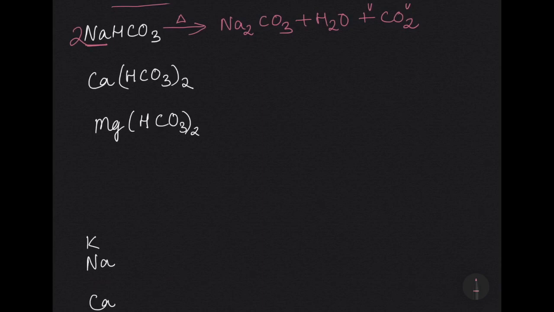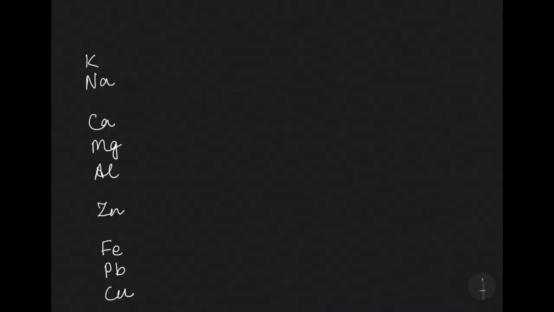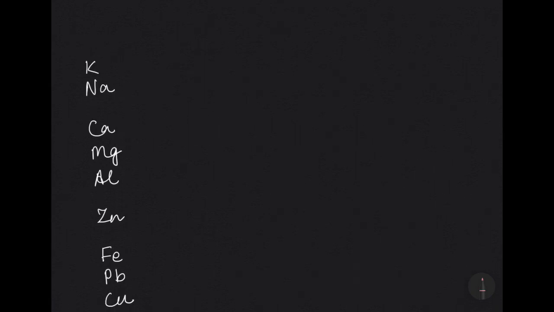Similarly, moving on to calcium bicarbonate, for thermal decomposition, when we heat it, we will get the carbonate, calcium carbonate, because the metal here is calcium. Okay, and then we will get water vapor and carbon dioxide. Similarly, thermal decomposition of magnesium bicarbonate, we'll get the metal carbonate, because the metal here again is magnesium. We'll get water vapor and carbon dioxide.